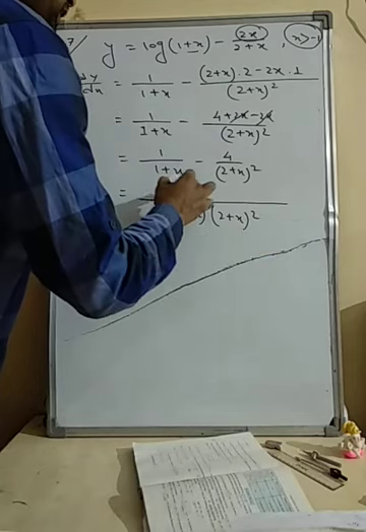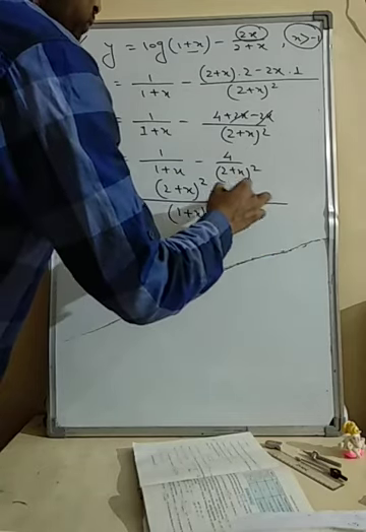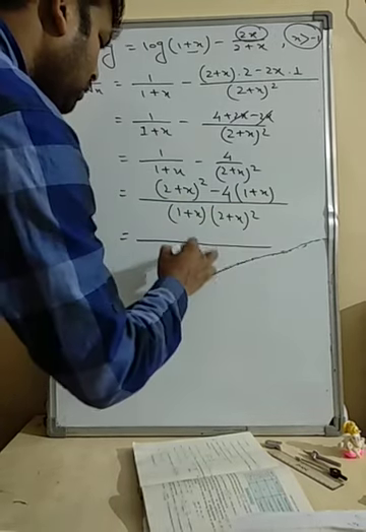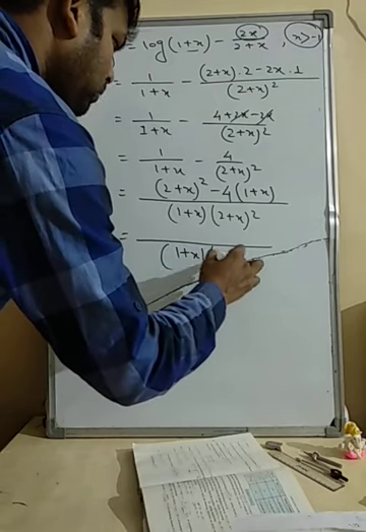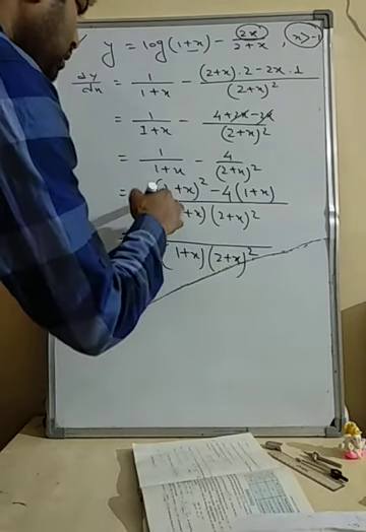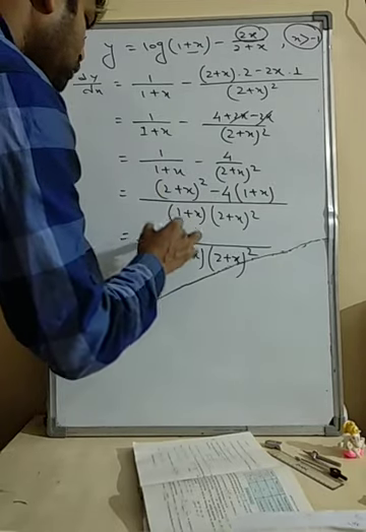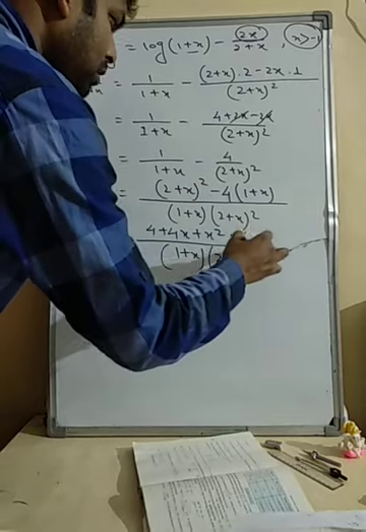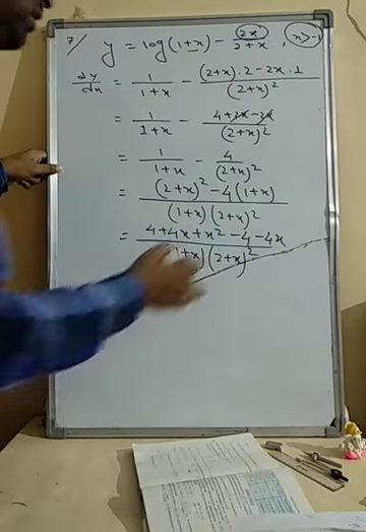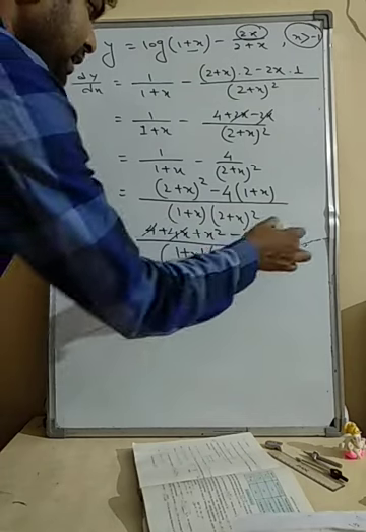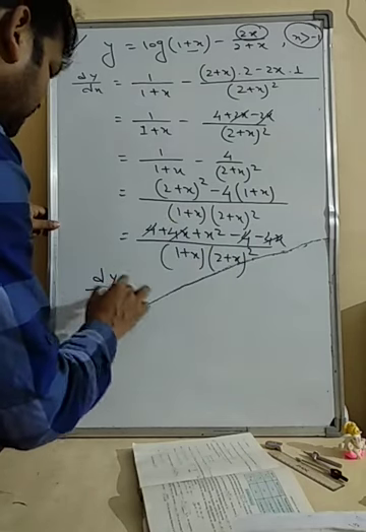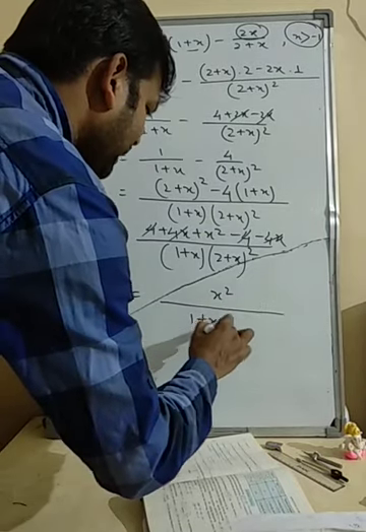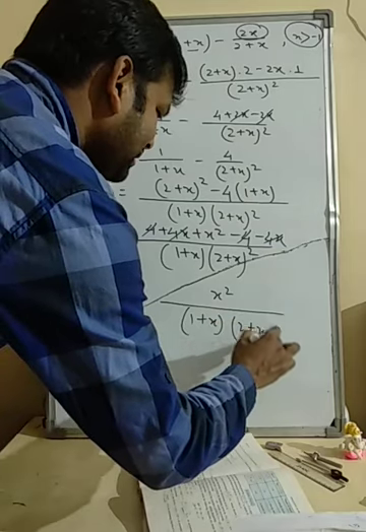So this is cross multiply: (2 plus x) whole square minus 4 into (1 plus x), over (1 plus x) into (2 plus x) whole square. Then (a plus b) whole square: a square 4, plus twice ab, 4x, plus x square, and here minus 4 minus 4x. Now see this, minus 4 plus 4 cancel, plus 4x minus 4x cancel. So ultimately dy by dx I got equal to x square by (1 plus x)(2 plus x) whole square.